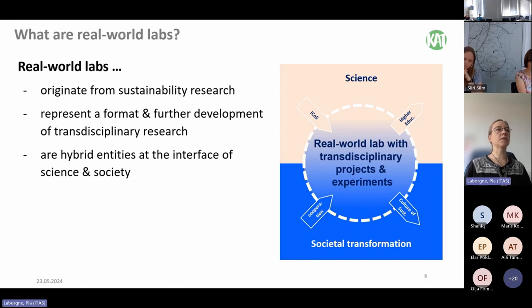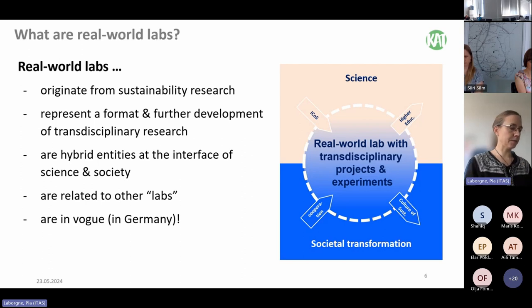So it's a format and further development of transdisciplinary research and entities at the interface of science and society. The concept of real-world laboratory can also be seen as a further development. Transdisciplinary research is often organized in project form and rarely takes place as longer-term research. And that's how this further development takes place. So it's more the idea of a long-term facility, an infrastructure, rather than having isolated labs.